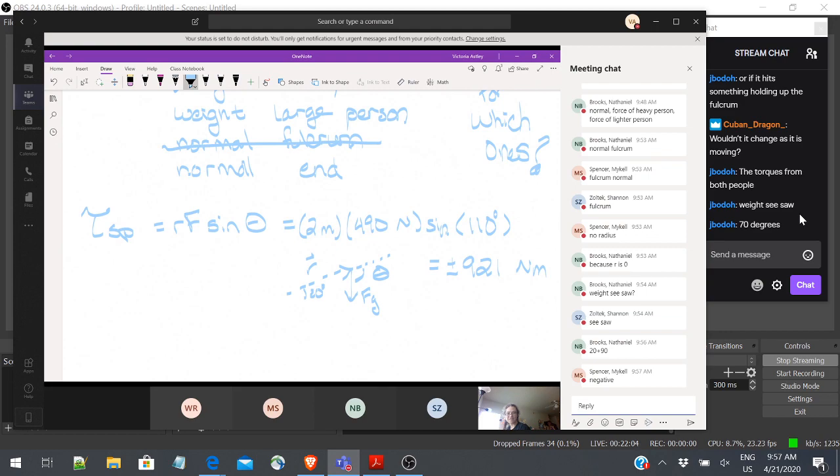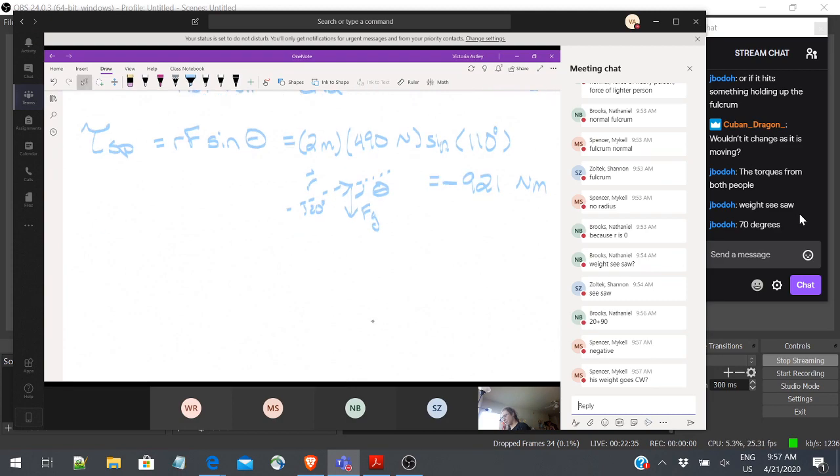Okay. Michael says negative. Why negative? You are correct, but it's the torque is in a clockwise direction. Clockwise direction is negative. Okay. All that making sense?